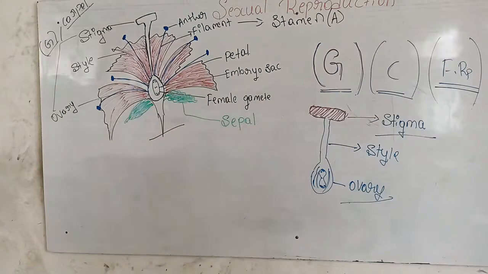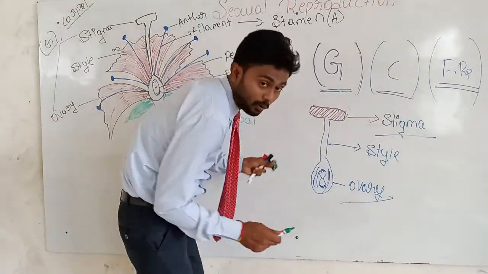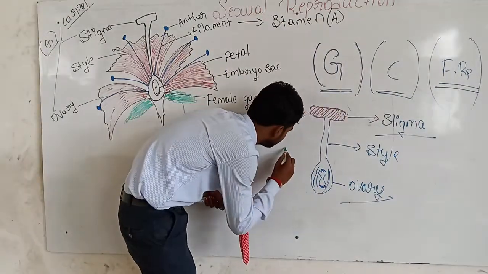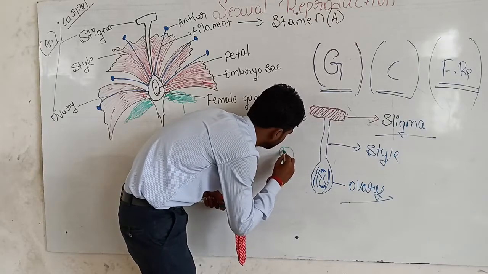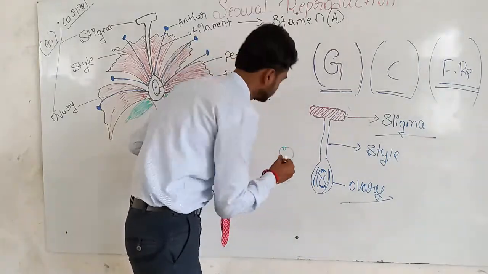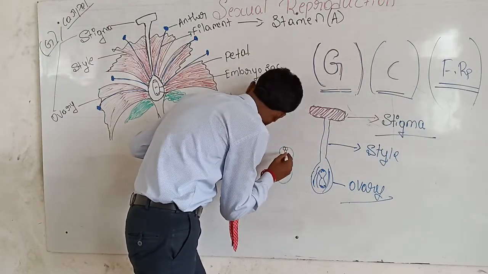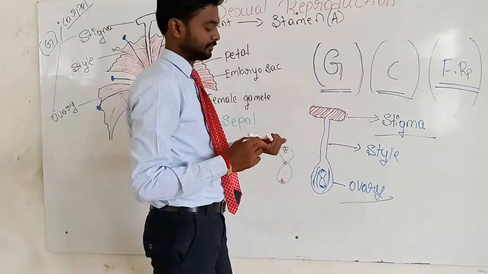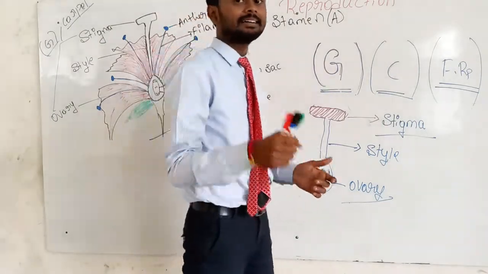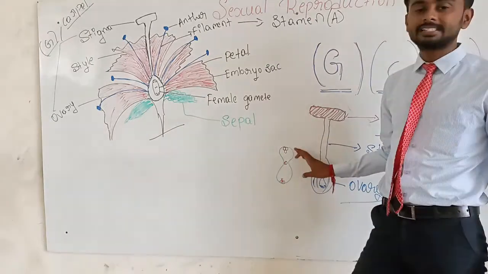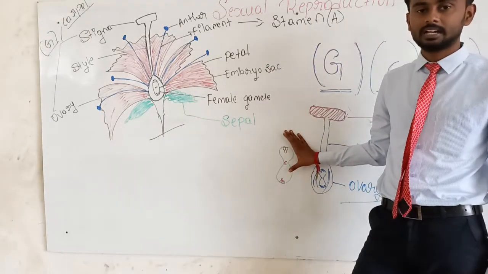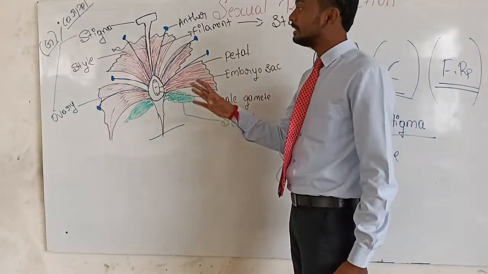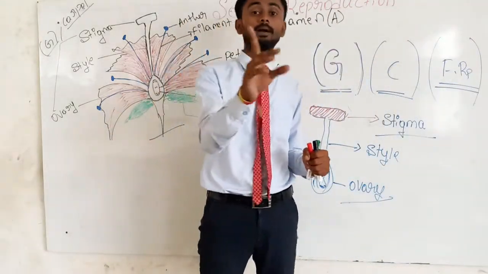Dear students, clear all of you? Now see, in the ovary you can see the embryo sac. Embryo sac is a female gamete. You can see female gametes in the embryo sac. So this is about the female reproductive part in the flower. Only one part is over.